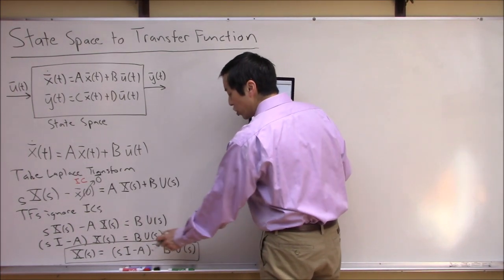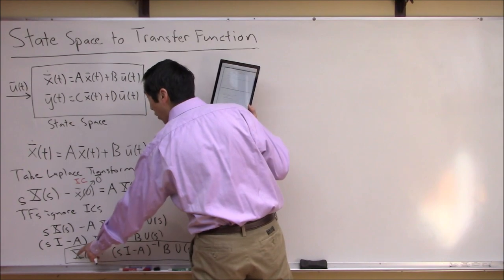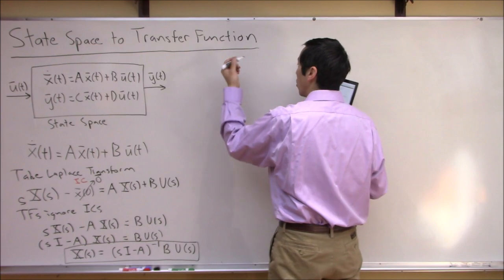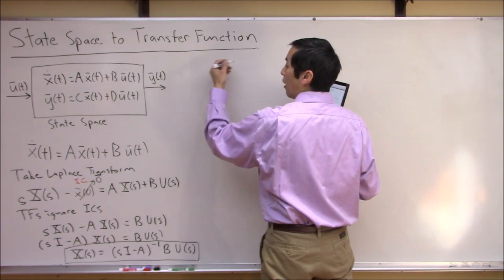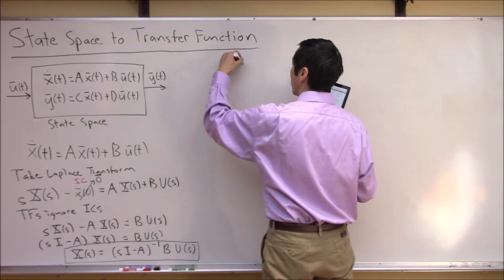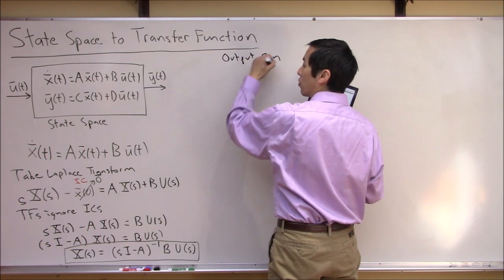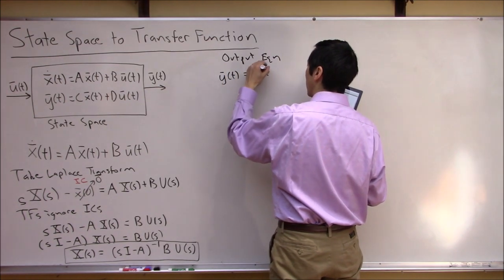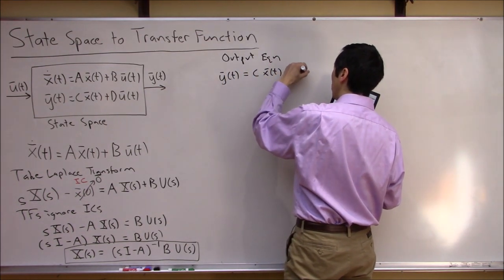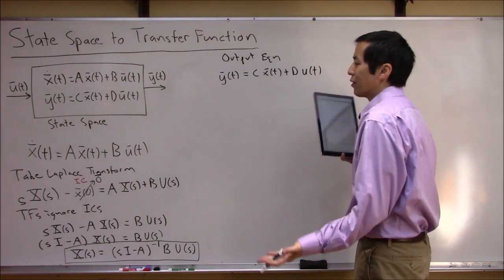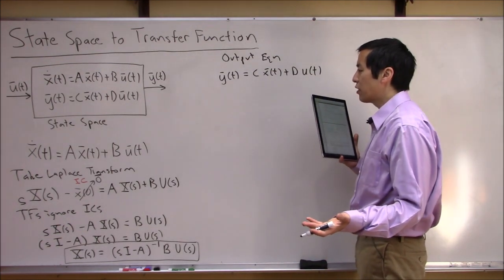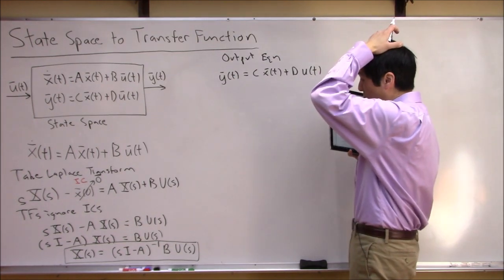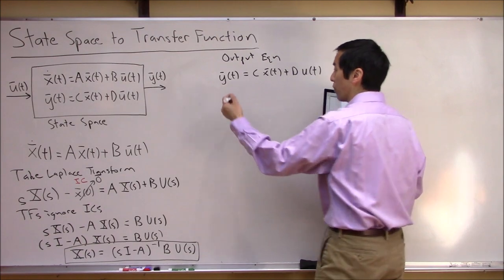Because I don't just want how the state X evolves, I want how the output evolves. I want to know what the output does. So let's go ahead and write down our output equation. The output equation is just y(t), and I'm just going to copy it, is equal to Cx(t) plus Du(t). So this is not even a differential equation. It's basically just a static equation. So what I'm going to do is take the Laplace transform again.